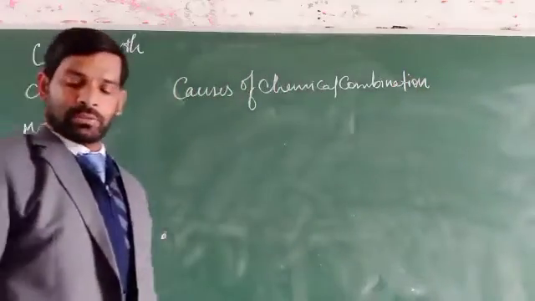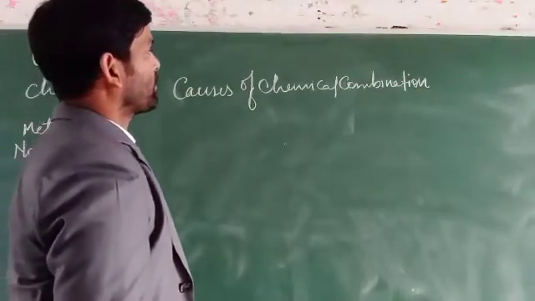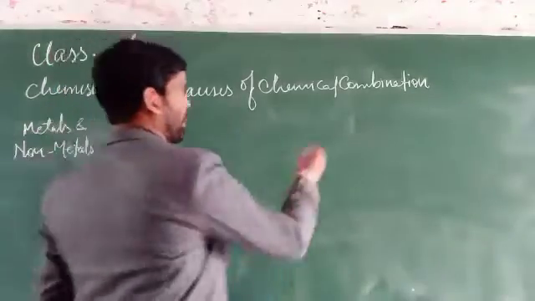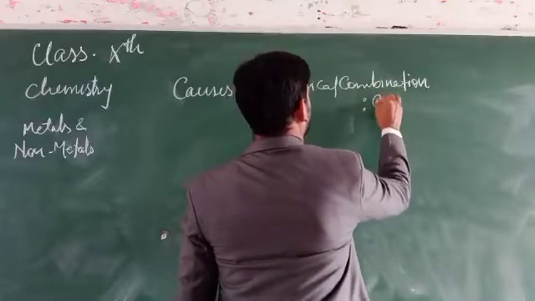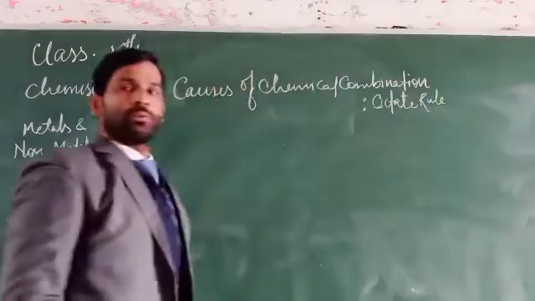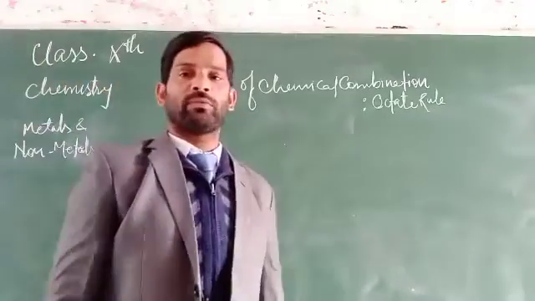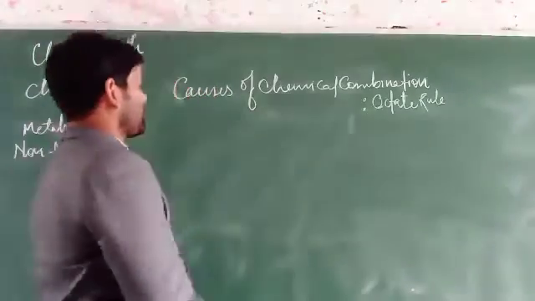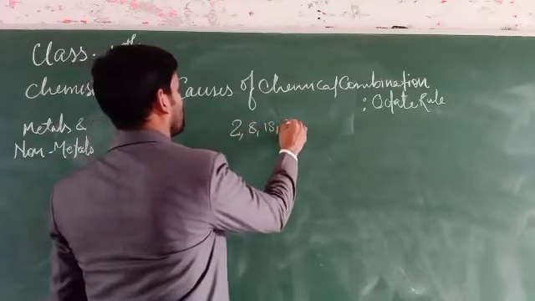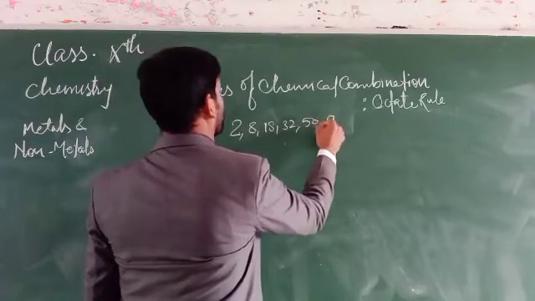Causes of chemical combinations. Why does chemical combination happen? It is due to only one reason, that is the octet. What is the octet rule actually? The octet rule states that if the number of electrons present in any atom is 2, 8, 18, 32, 50, 72.